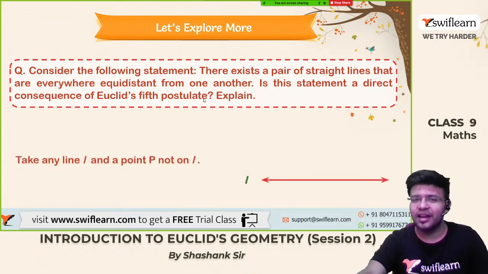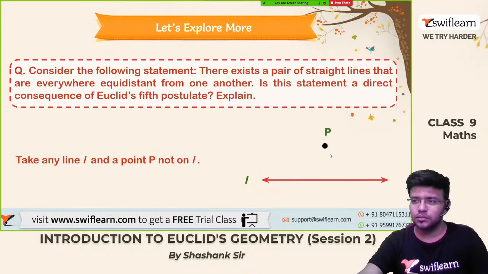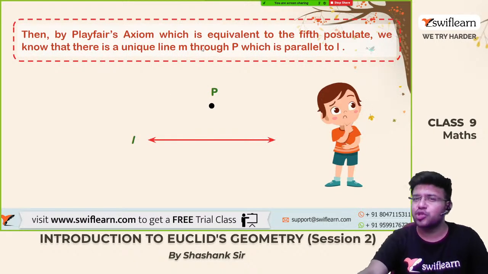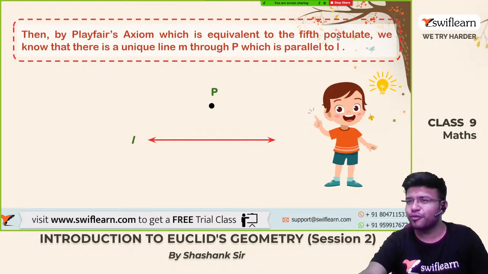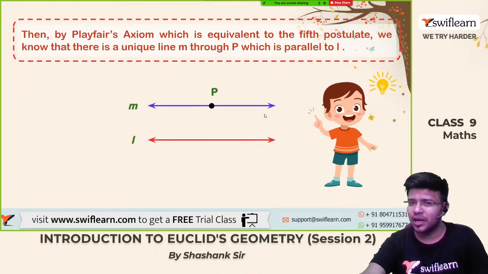See, take any line L and any point P, but not on this line. Then by Playfair's axiom, which is equivalent to the fifth postulate, we know there is a unique line M passing through the point P, which is parallel to L. That is what we discussed just now.